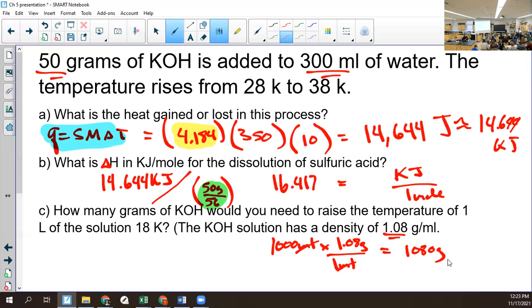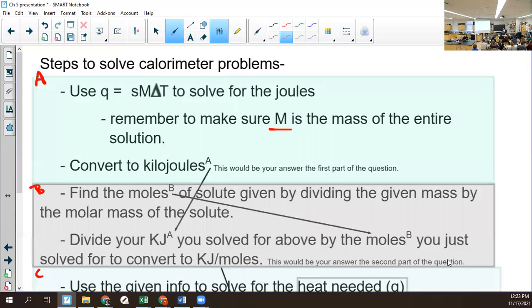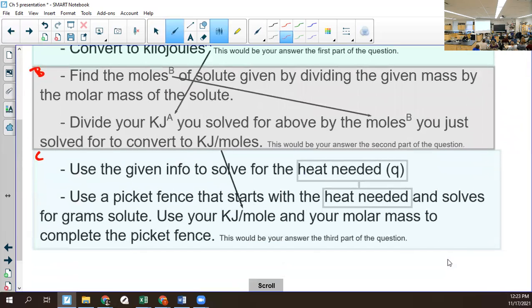You okay with that? Okay, we'll come back to this problem, but let's go here. All right, so the third part of this puzzle. We use the picket fence. Use the given info to solve for the heat needed, which is Q. How do we solve for Q? Tell your partner, not me. S M delta T, right? Yes.